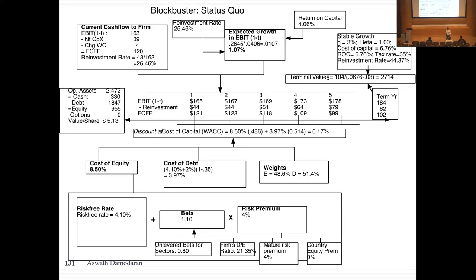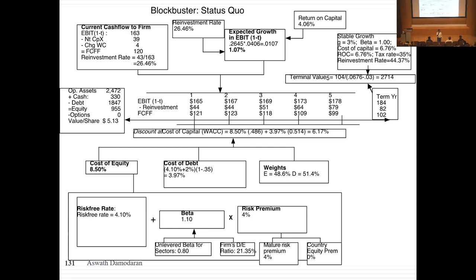The definition of insanity is you keep doing the same thing over and over, expecting a different outcome. This company effectively is destroying value over time. The value per share that I got is $5.13. You're hired as CEO of Blockbuster. What's the first thing you're going to do the day you walk into your office? First edict.